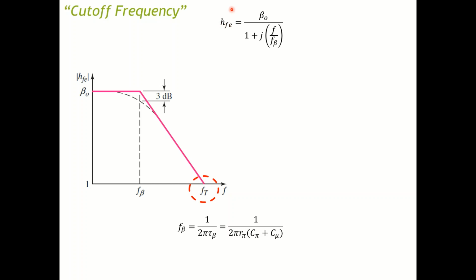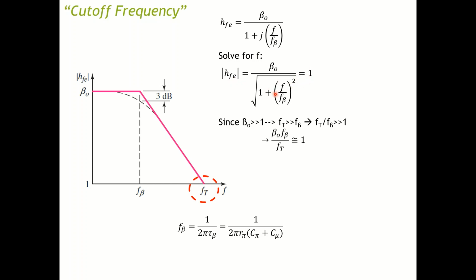If I have my current gain, or I can use another term for it, hFE, I can express that in terms of f instead of omega. I can write down my equation like this. This is a complex number, so I take the magnitude of it. I assign it to be equal to 1 because I want to find the frequency that makes the whole magnitude of the current gain equal to 1, and I solve for f or FT.